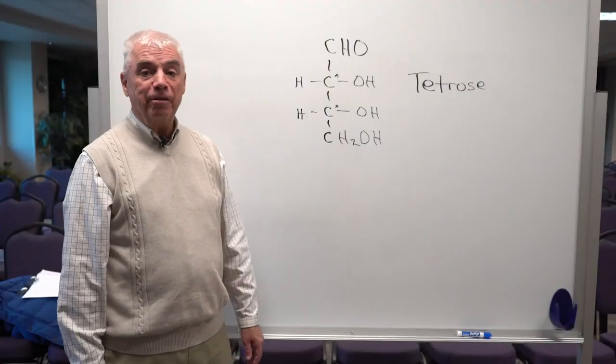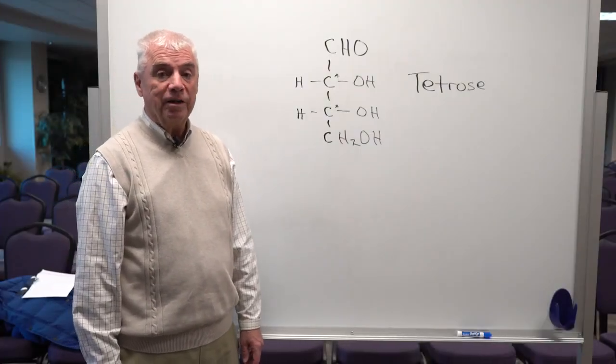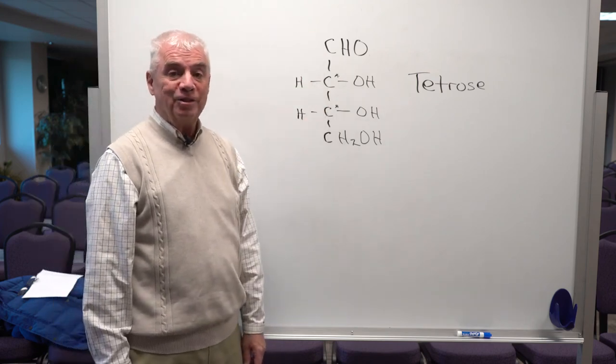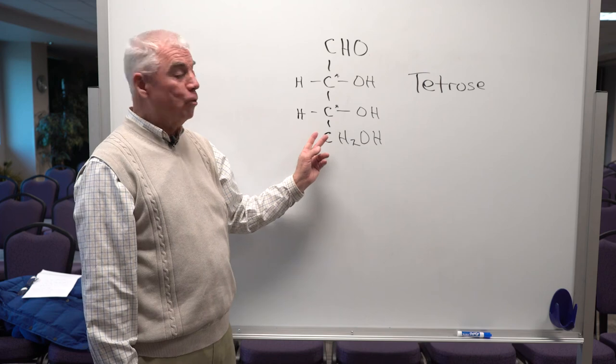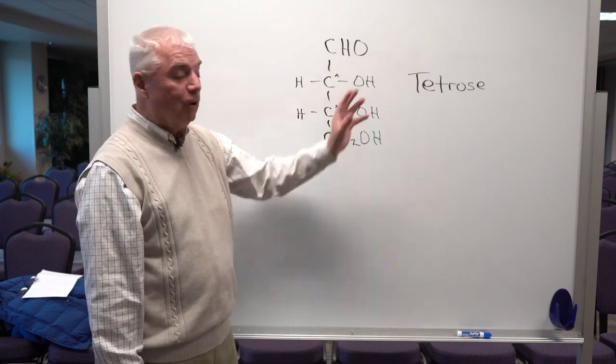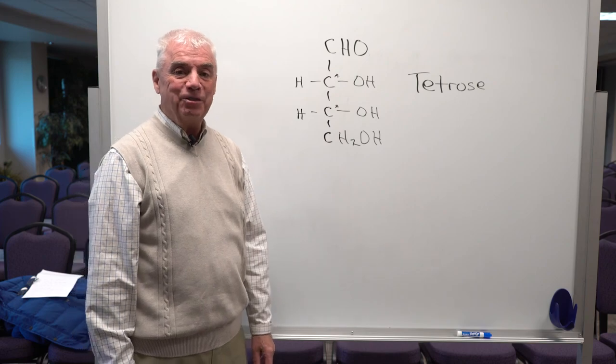In the 8th minute of this video, I misspoke. When we were looking at this structure, I called it a triose. And it obviously has 4 carbons. That would make it a tetrose. So don't let my mistake mislead you in this video.